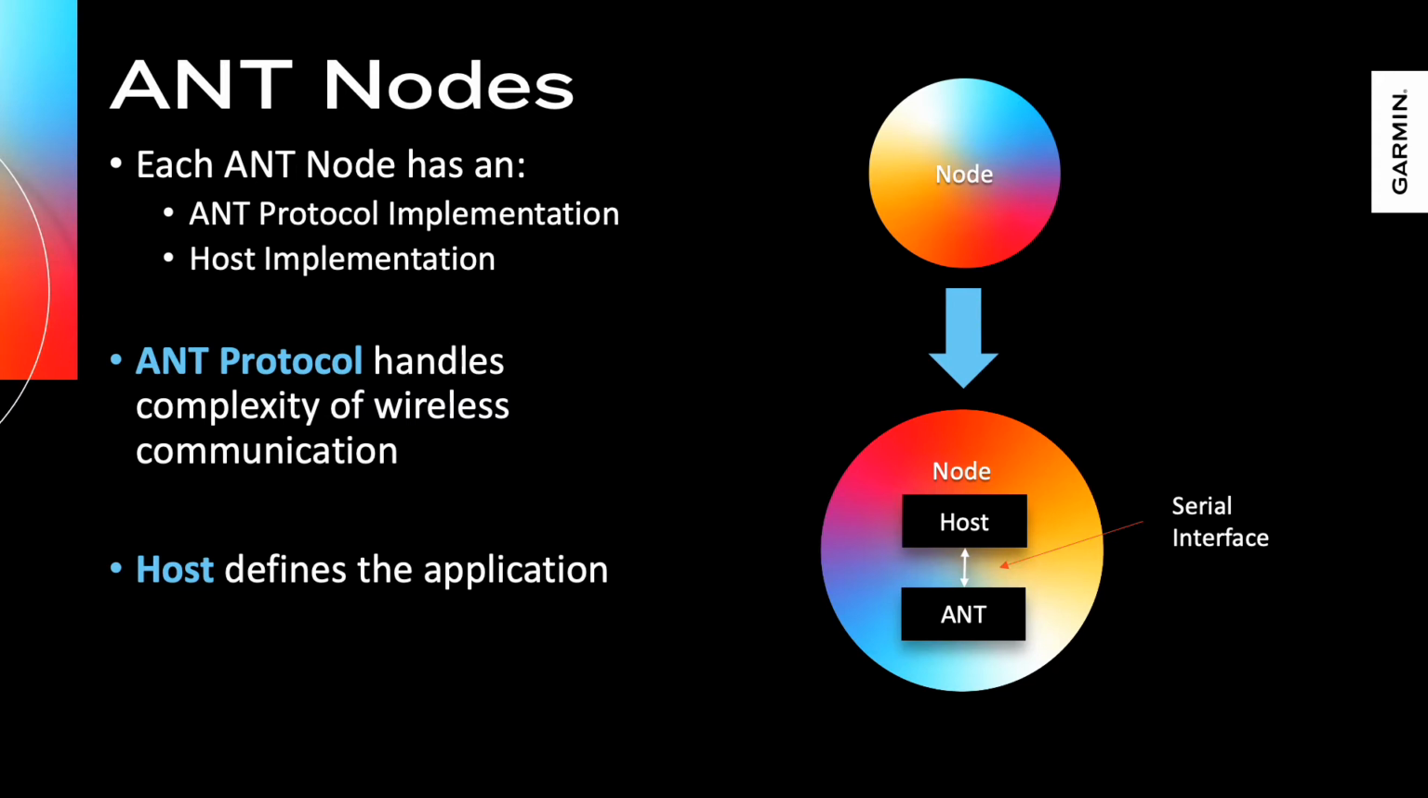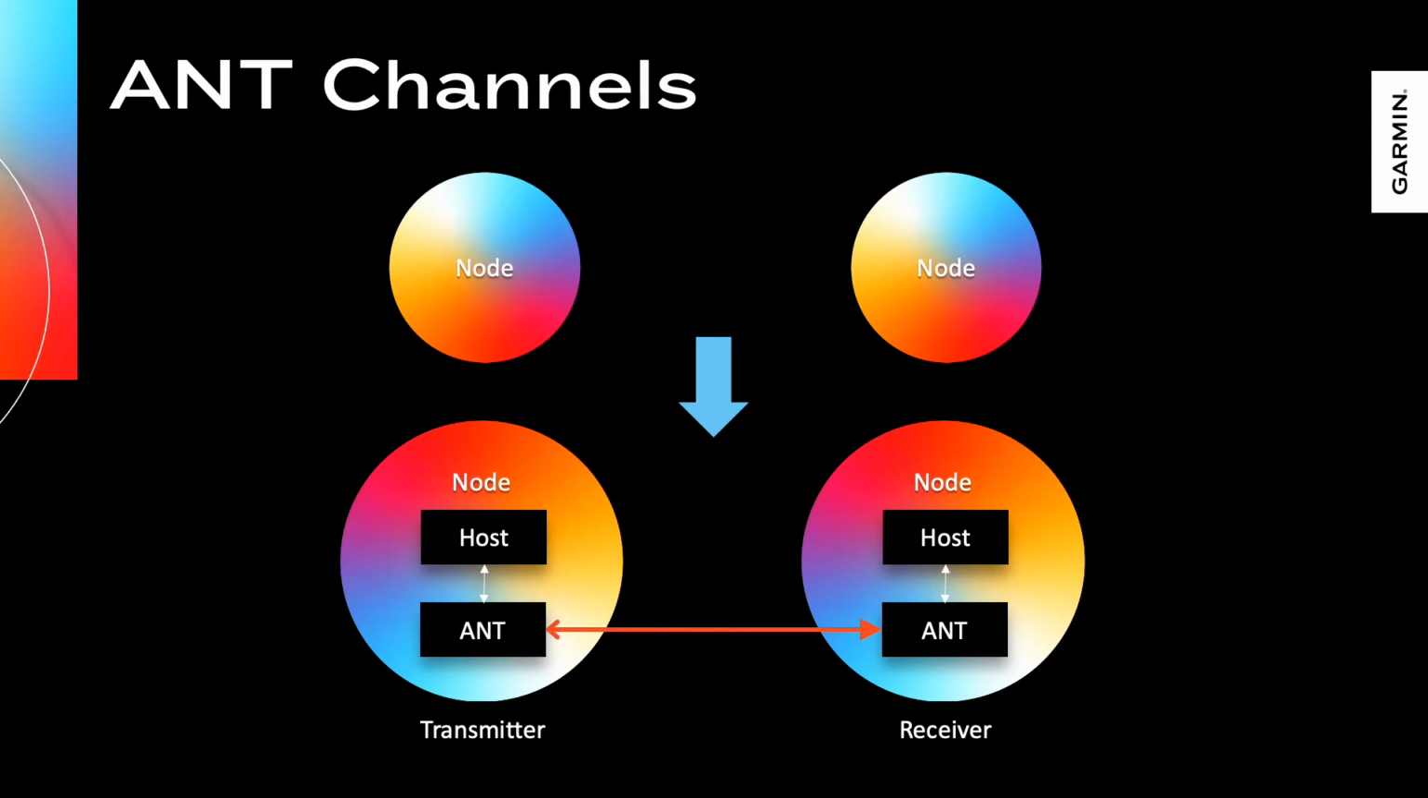An Ant node consists of a host and Ant protocol implementation, often separated by a serial interface. The Ant protocol engine handles the complexity of establishing and maintaining Ant connections. The host handles the particulars of the application. Next, we will be defining an Ant channel. Ant channels are a fundamental building block of the Ant protocol.